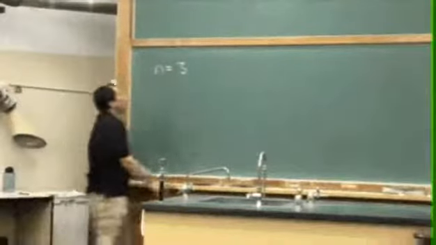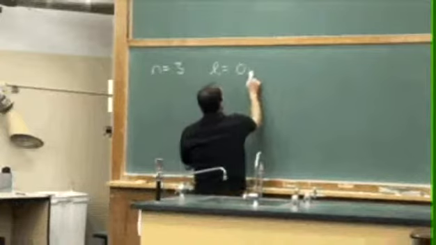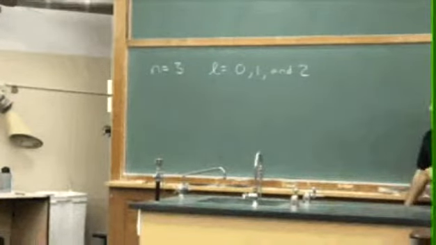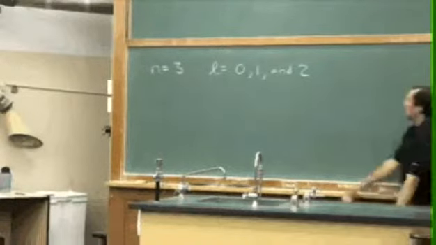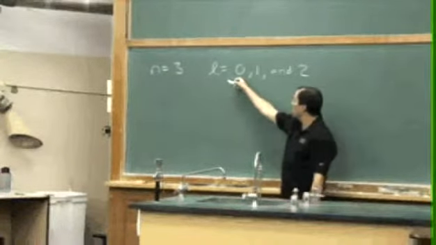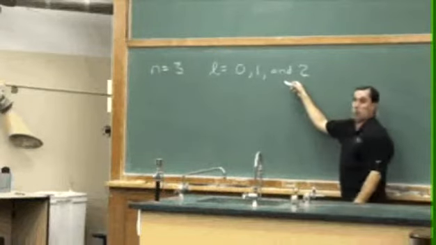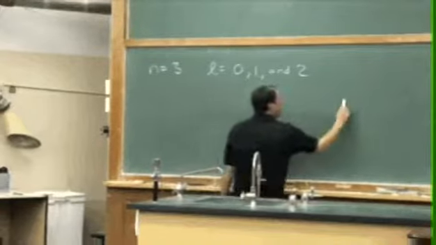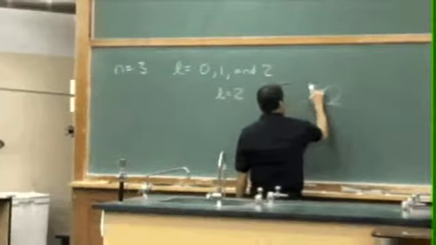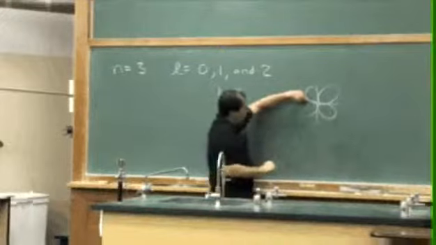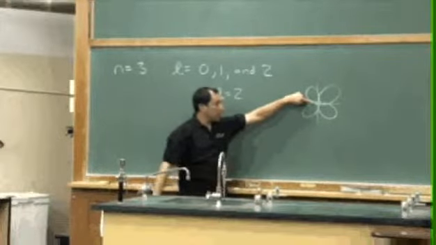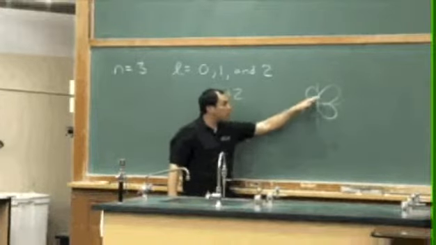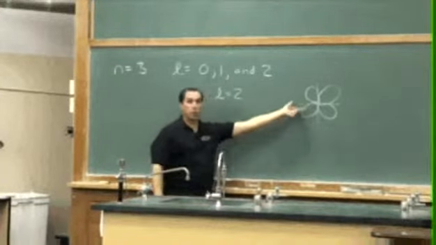We can keep going up. When n is equal to 3, L can take on 3 different values. L cannot exceed n minus 1, so we have to stop at 2. We have ourselves, for this case, a sphere, a peanut, and now we have a new case where L is equal to 2. When L is equal to 2, we have these types of shapes. At the center is the nucleus, and we would expect to find an electron 95% of the time in these regions of space. We call each of these a lobe, so there are 4 lobes here.